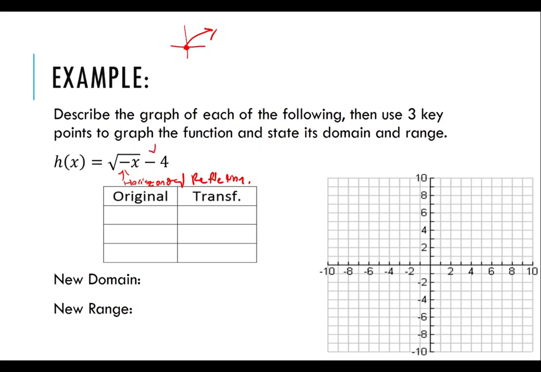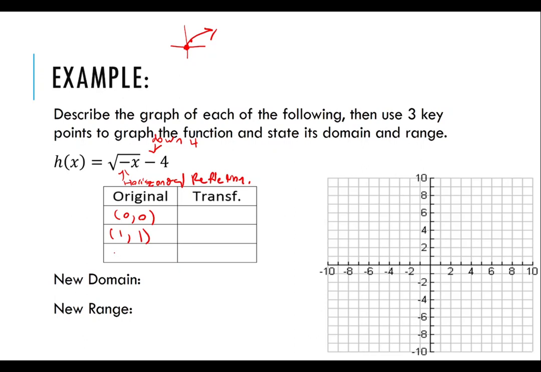Then notice that we have this minus 4, and this minus 4 is on the outside of the function, so it's going to shift down by 4 points. So remember that on the original square root function, we had 0, 0, and then some nice easy ones to calculate. So we had 0, 0, the origin point. And then if we plug in 1 into just the square root function, we're going to get 1 because the square root of 1 is 1.